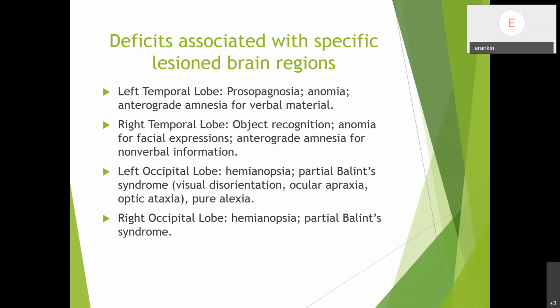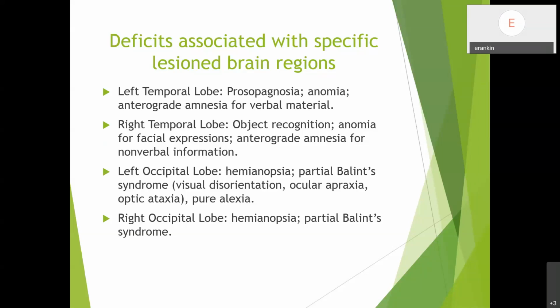Some of the other deficits you might see with left temporal lobe injuries are anomia, which basically is inability to name. And you can have similar things in the right temporal lobe, anomia for facial expressions and object recognition. Very similar sorts of thing.